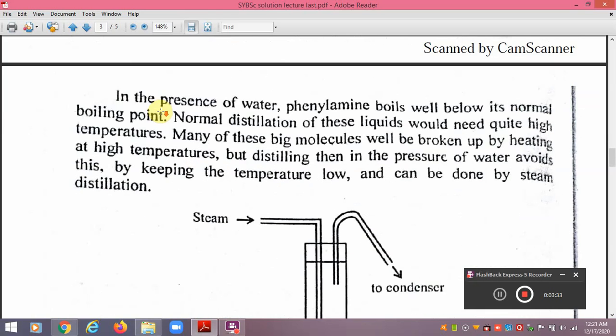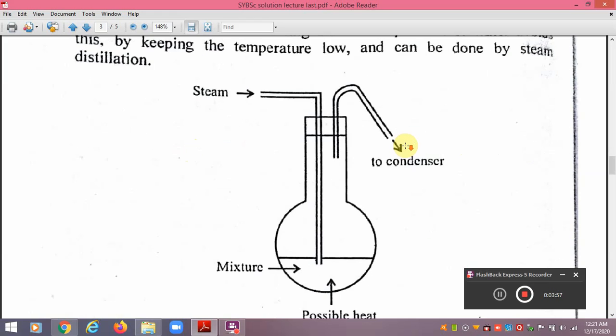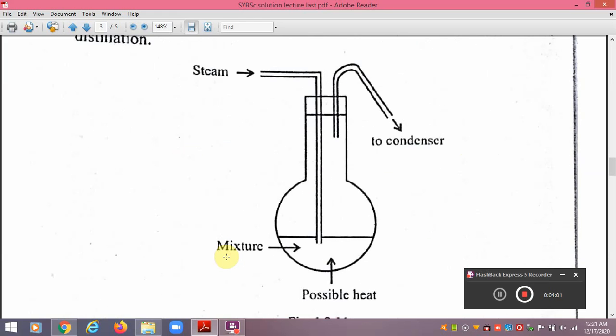In the presence of water, phenylamine boils well below its normal boiling point. Normal distillation of these liquids would need quite a high temperature, and many of these big molecules would be broken up by heating at high temperature. But distilling them in the presence of water avoids this by keeping the temperature low, and it can be done by steam distillation. And this is the general assembly for steam distillation.